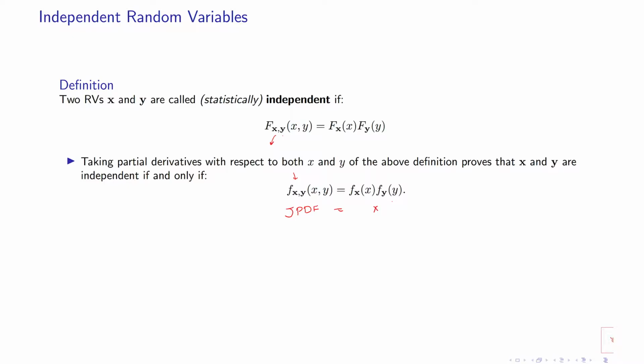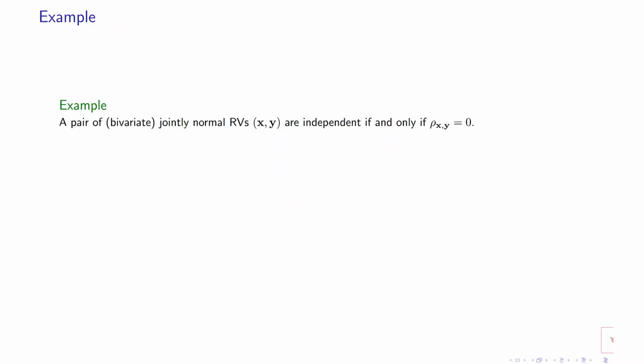In other words, it is necessary and sufficient that you can decompose the joint PDF or the joint CDF. It doesn't matter which one, because this relationship is one-to-one. So we could have used this as the definition, or you could use that as the definition. They are equivalent. So let us have one example.